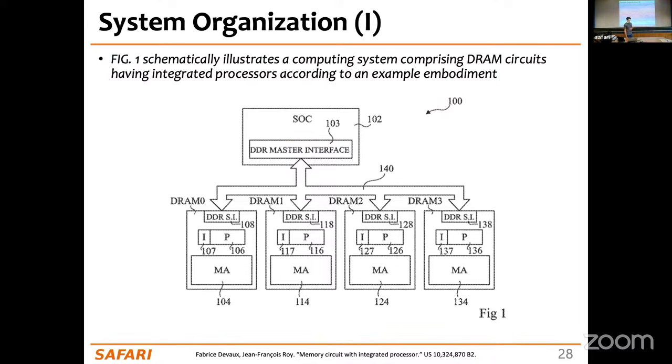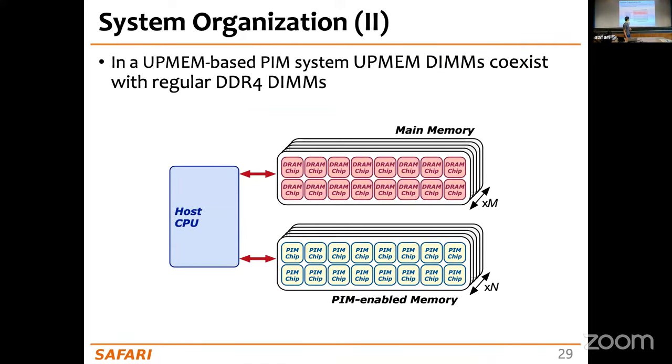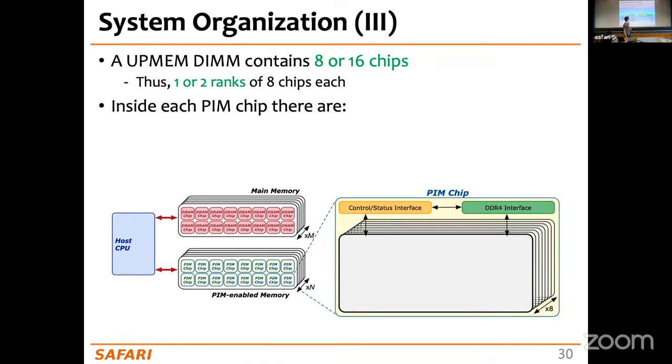In particular, in the current generation, there are 8 processors. This is more or less how the system looks. We have the host processor, and then we have the PIM enabled memory with several chips, each of them containing memory arrays and processors. And this is another view, a little bit more detailed, I guess. Well, it's good that we repeat this.